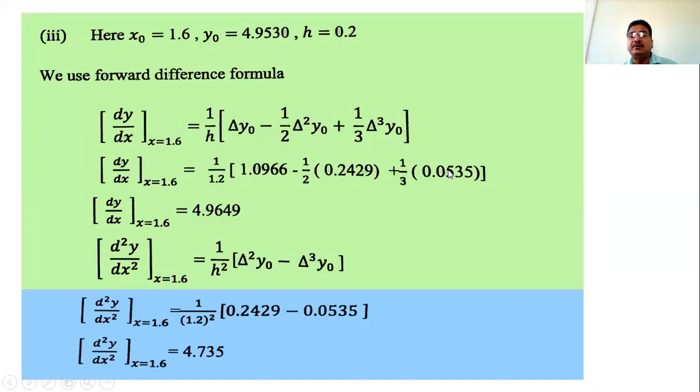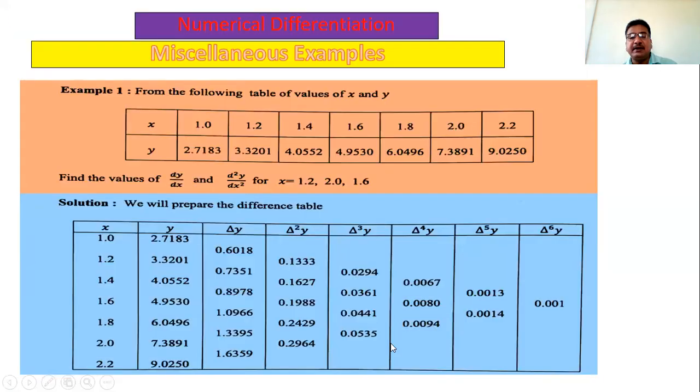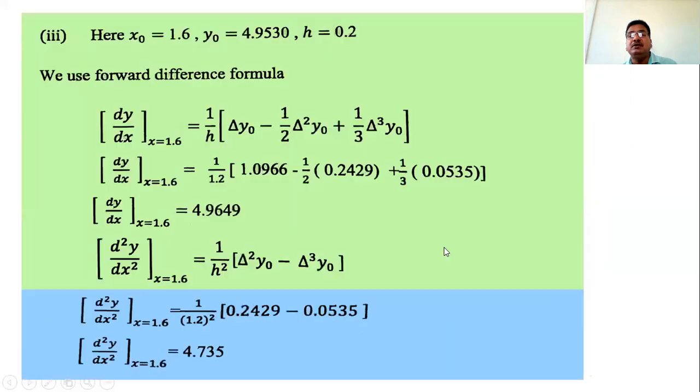Then delta cube y naught is what? From the table, this is the x naught, this is y naught, delta y naught, delta square y naught, and delta cube y naught is what? 0.0535. And then calculate this addition and subtraction, and we have the answer 4.9649. So this is the first order derivative at 1.6.